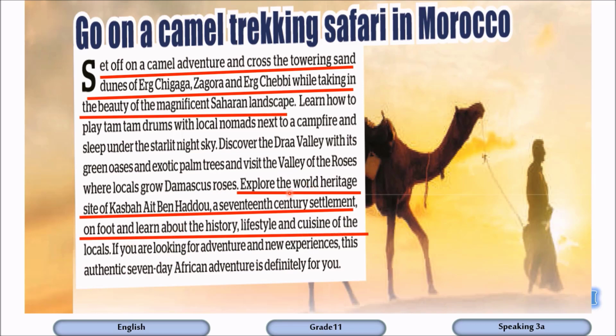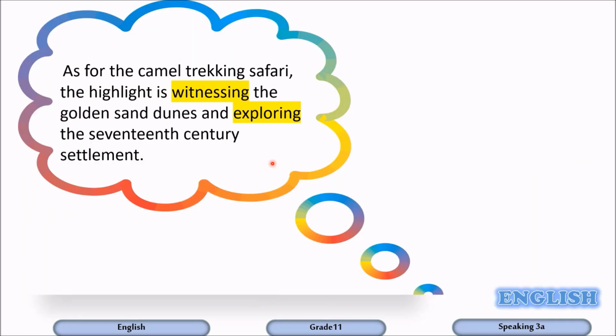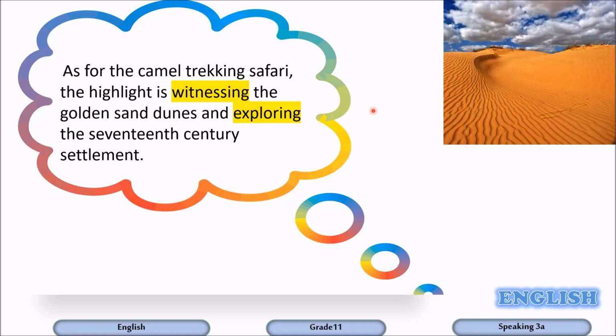So you can also, in this adventure holiday, explore the World Heritage Site, which refers to a historic cultural building. And you can try the cuisine, which means their local food. So as for camel trekking safari, the highlight is witnessing or seeing the golden sand dunes and exploring or discovering the 17th century settlement.